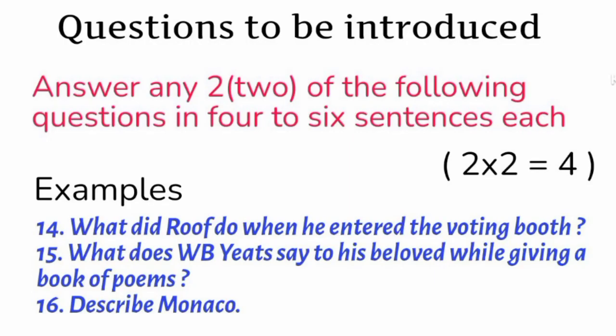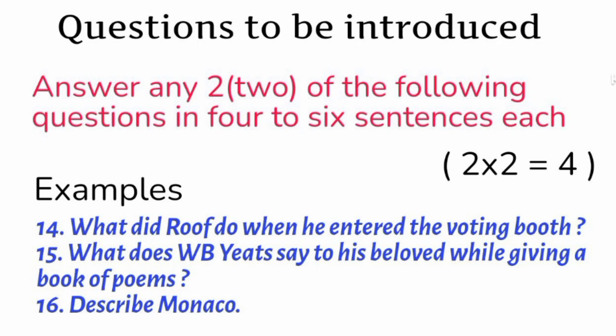In the model question paper, we have 6 questions carrying 4 marks each, and only 1 question carrying 6 marks. 1 mark we have, and directly 4 marks. So why not have at least 2 questions carrying 2 marks each? This can be done, and we can ask the students to write the answers in 4 to 6 sentences, short and sweet. 2 questions carrying 2 marks each, and it is for 4. Questions to be introduced: Answer any 2 of the following questions in 4 to 6 sentences each.